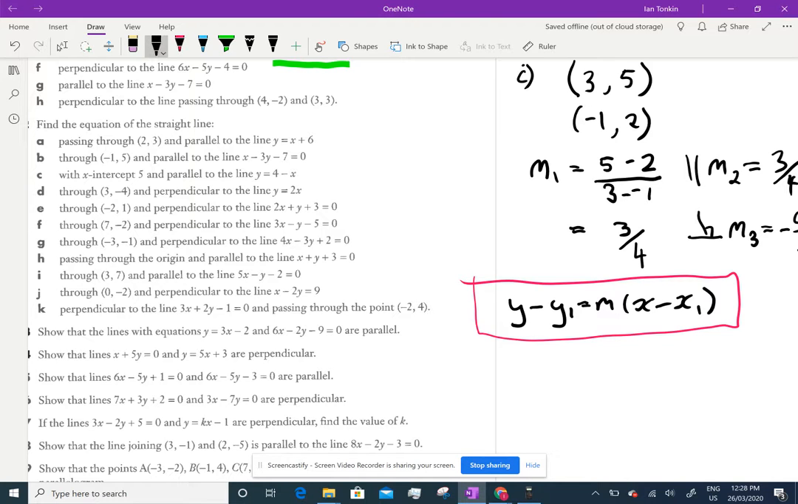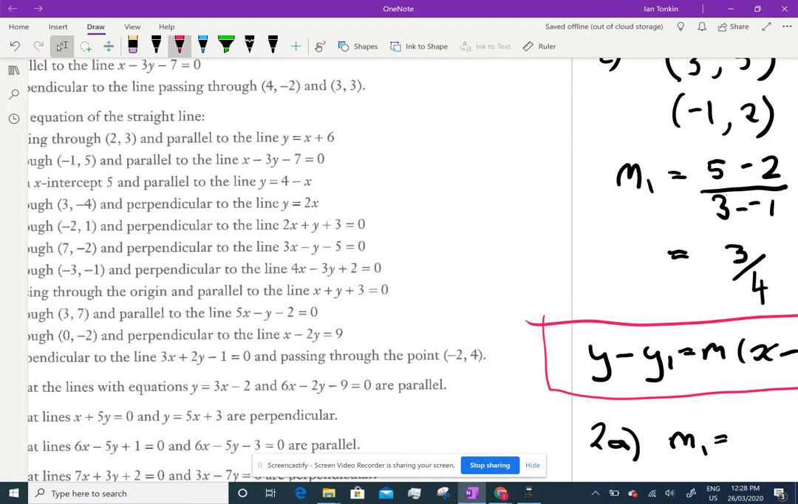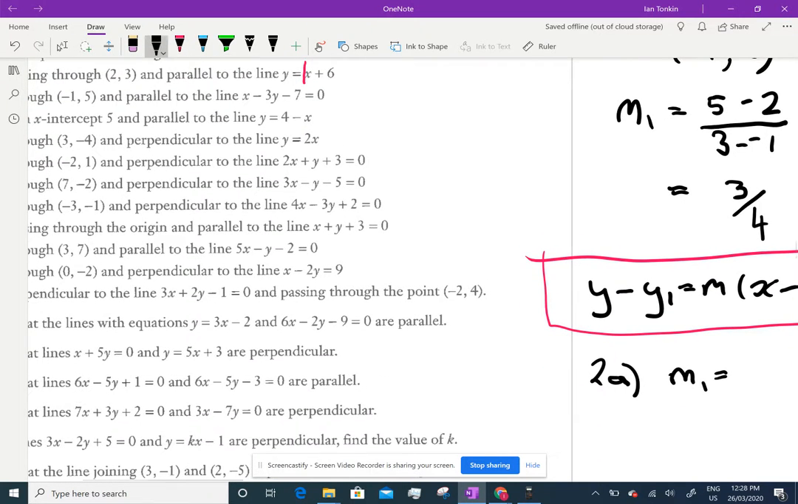So here we go, 2a. Passing through 2, 3 and parallel to that line. Well, if it's parallel, it's got the same gradient. So m1, the gradient, is written in gradient intercept form, and the gradient of this is the number in front of the x, and that's a 1. So the gradient is 1, and it goes through 2, 3.